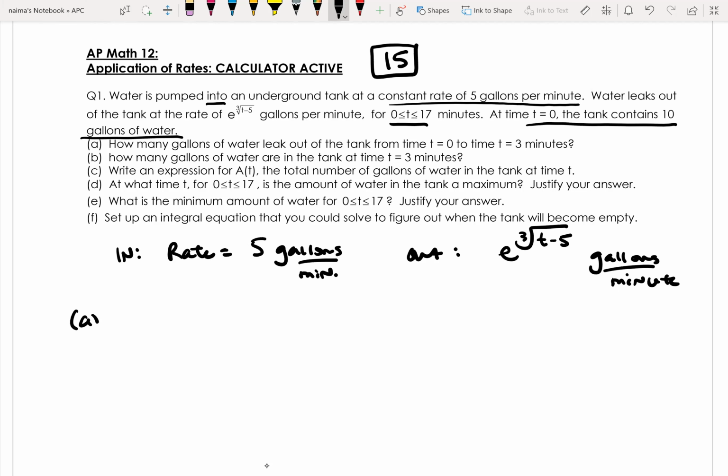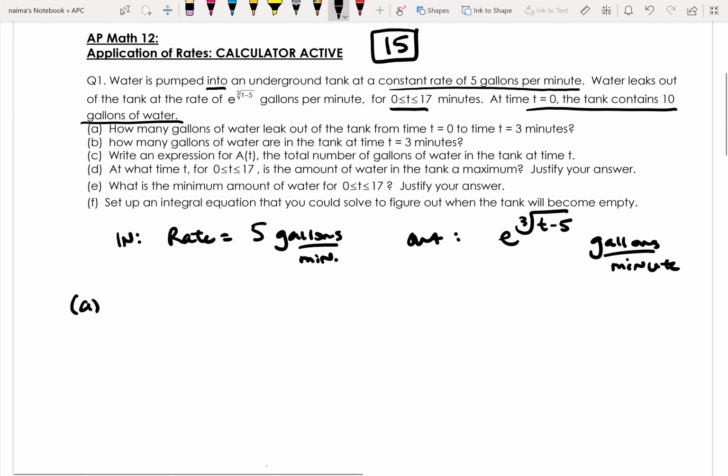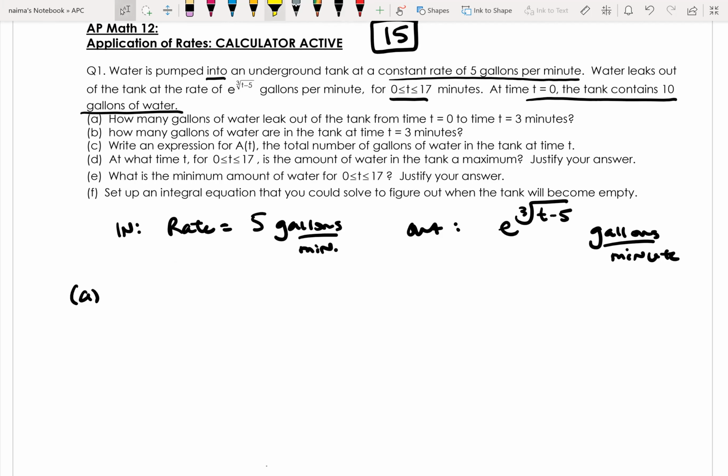So for part A, it says how many gallons of water leak out of the tank. So that's important that you're reading, right? Leak out of the tank from time t equals 0 to time t equals 3 minutes. So to be able to do that, if we're looking for gallons, we have to integrate our gallons per minute going out. So I would go integral from 0 to 3 of e to the power of cube root of t minus 5 and then dt.